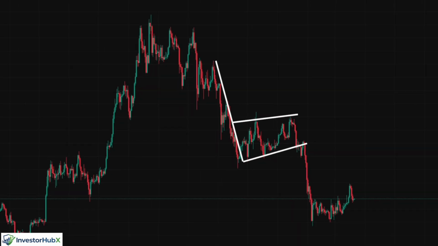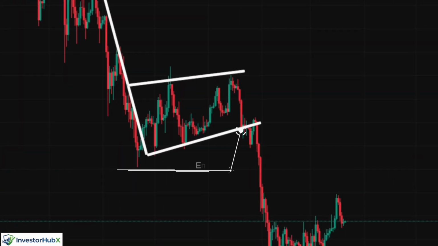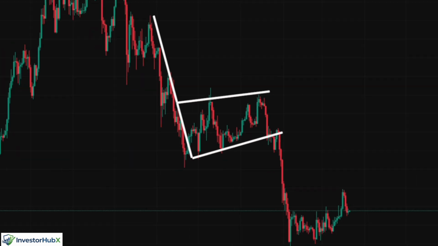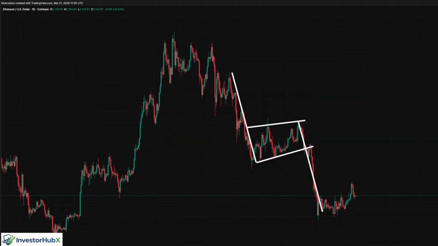Entry 1 is here, when price breaks below the channel. This is the more aggressive entry. Entry 2 is here, when price comes back to retest the breakdown level. This is the safer entry, as it provides confirmation that the breakdown is holding. To measure the target of the bear flag, we take the length of the flagpole and project it from the breakdown point. The target of the bear flag is the point where this measured move ends.